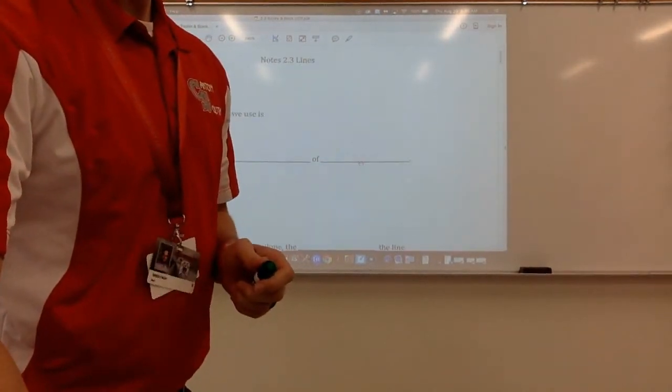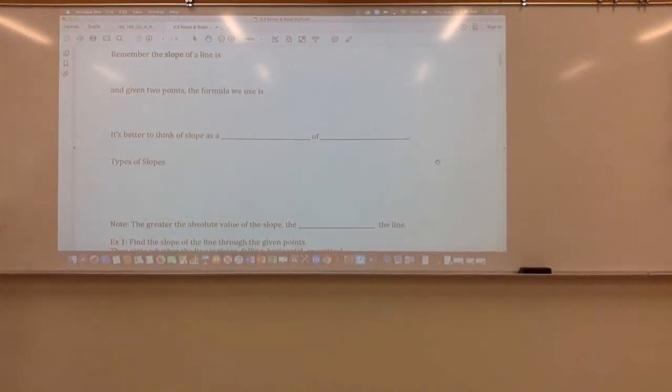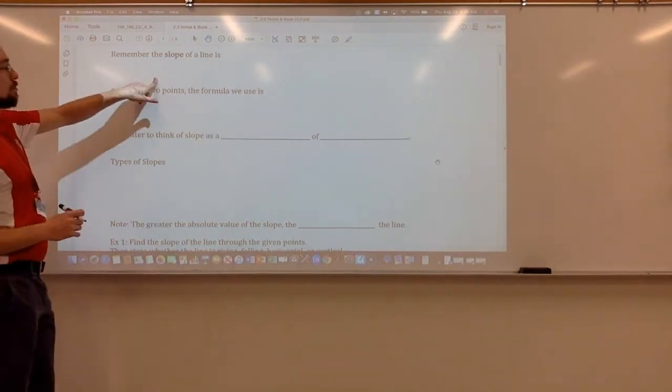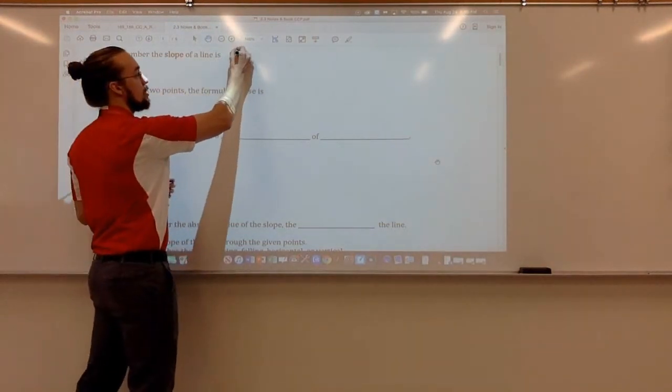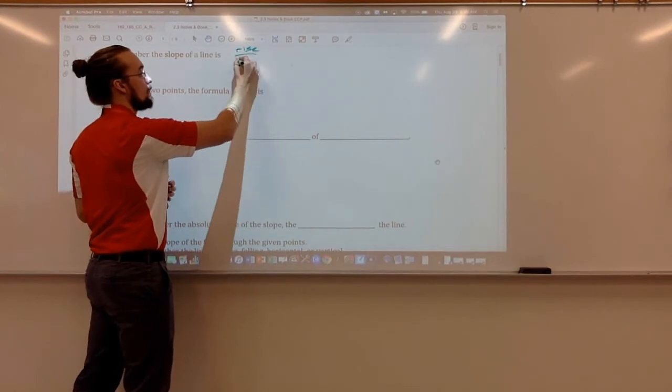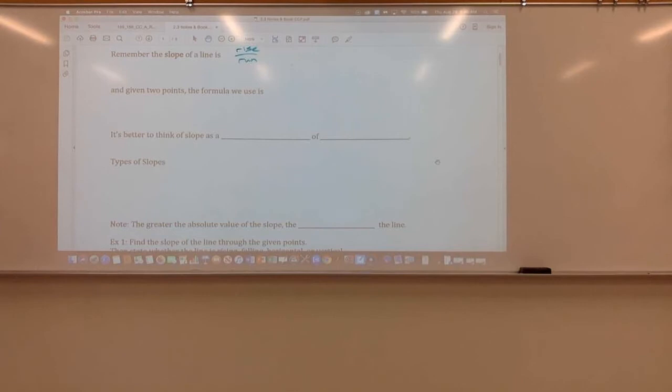Talking about lines today, right? Equations of lines, slopes of lines, intersecting, parallel, perpendicular, all that kind of stuff. So, slope of a line, okay? We think about that as rise over run, right? The change in the y values over the change in the x values. That's how we define slope.